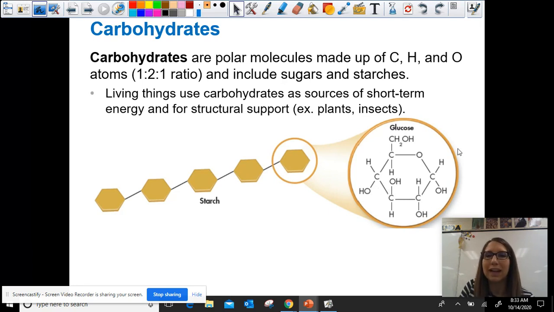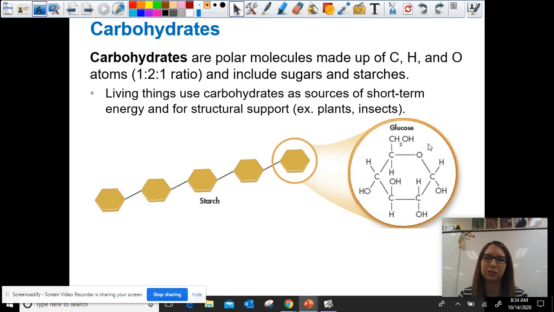If we were to count up the numbers of carbons, hydrogens and oxygens here, for every one carbon, there would be about one oxygen, and about double the amount when we look at hydrogen. So carbons, I have 1, 2, 3, 4, 5, 6 carbons in this molecule. I have 1, 2, 3, 4, 5, 6 oxygens. And then if I count my hydrogens, 1, 2, 3, 4, 5, 6, 7, 8, 9, 10, 11, 12, which is exactly 1 to 2 to 1. I've got 6 carbons, 12 hydrogens, and 6 oxygens.